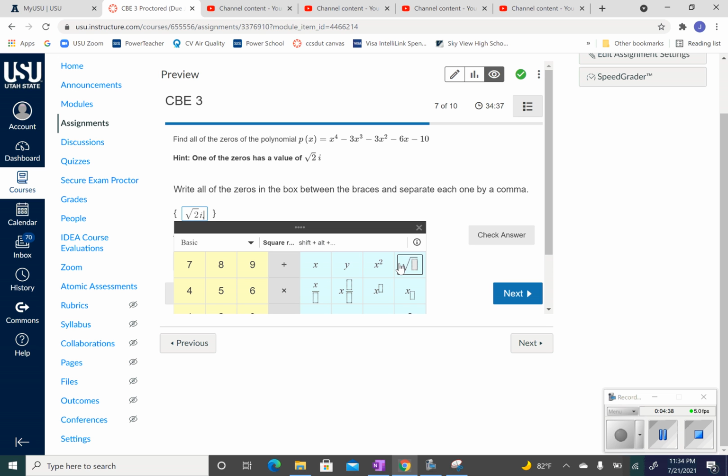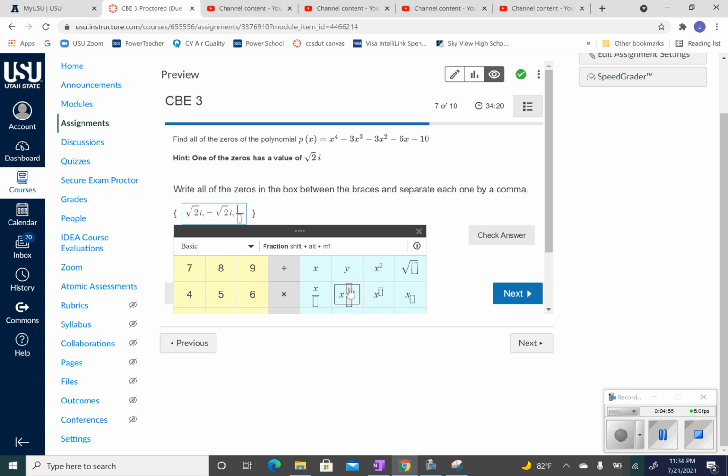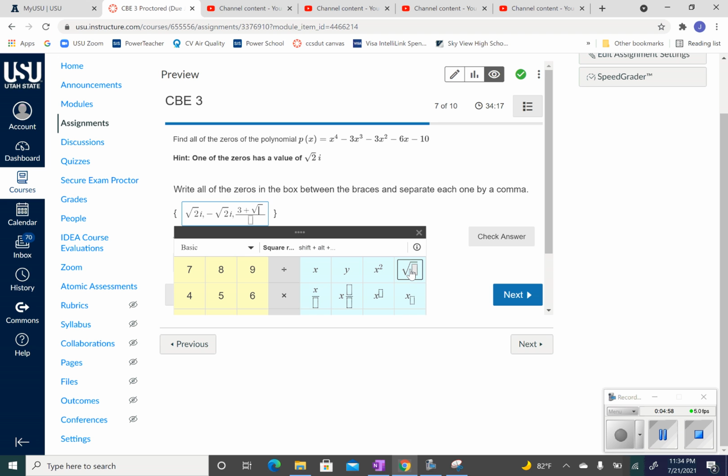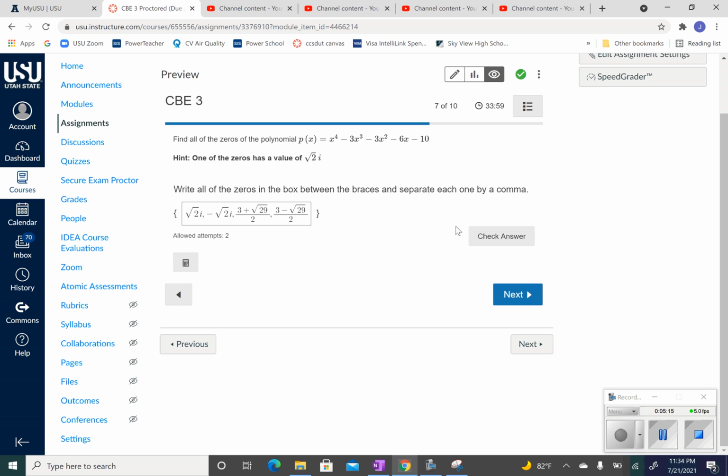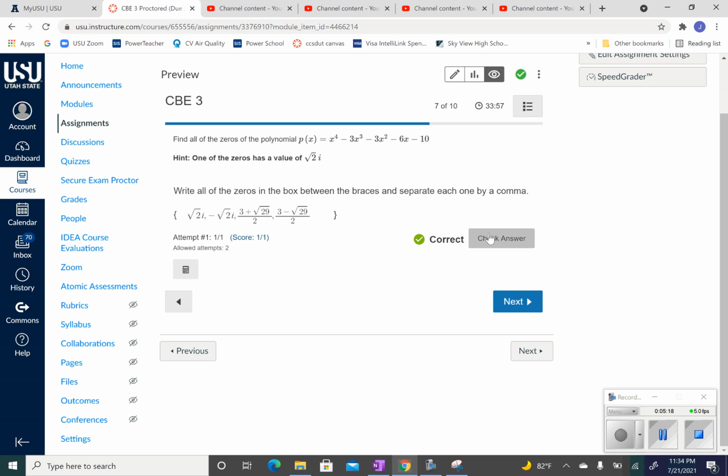So comma, negative square root of 2i, comma. Then my first one comes out to be, what's that, 3. I'm going to go plus first. Square root of 29 all over 2. And then the next one is going to be the same thing, but now we're going to be 3 minus square root of 29 over 2. Okay. I think I got them all entered in there right. Let's just check and see what it says. Looks good.